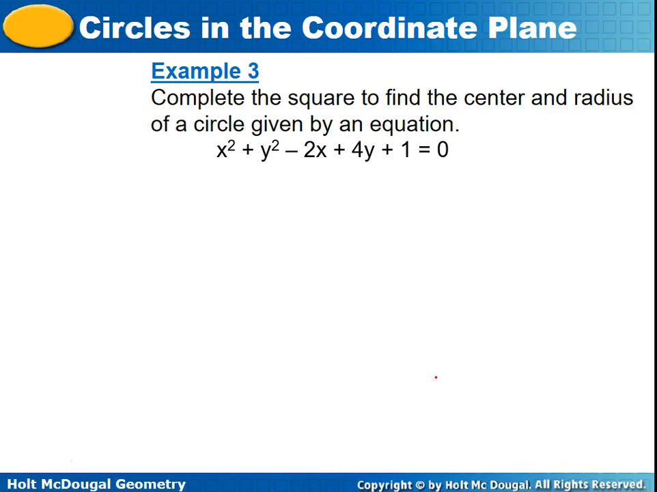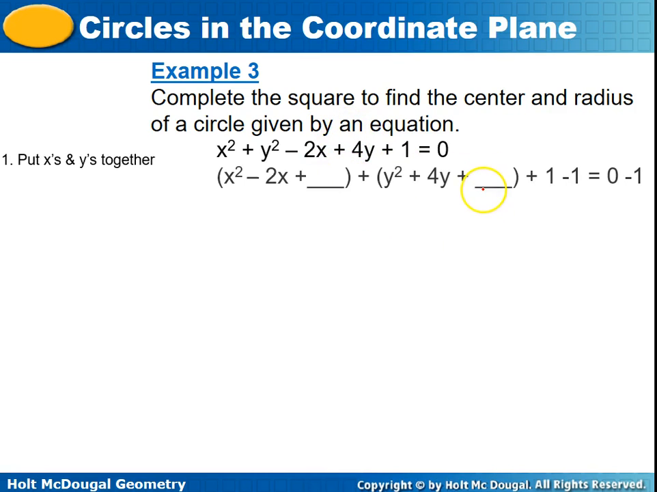Now when we do these types of problems, we're going to move all the x values into one set of parentheses, and all the y values into another set of parentheses, and move our constant to the other side of the equal sign. Notice here that we have an x squared and a -2x, so we're going to group those. Then we have a y squared and a 4y, so we're going to group those. And we're also going to move that 1 to the other side of the equal sign. So that's what I did.